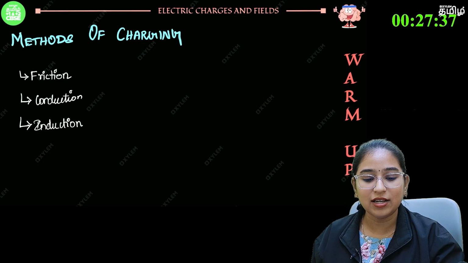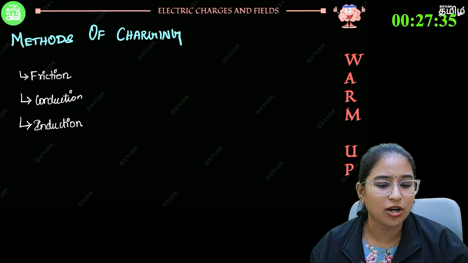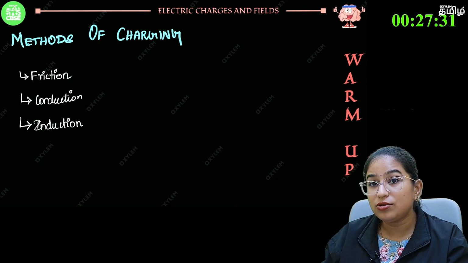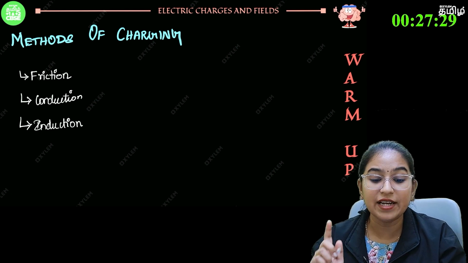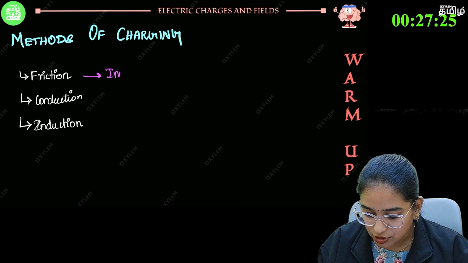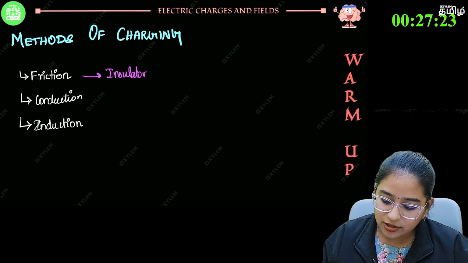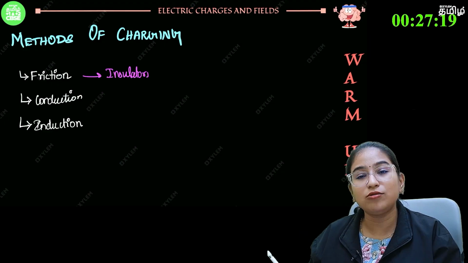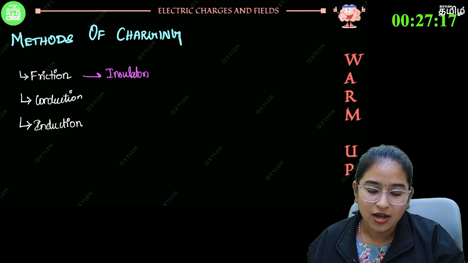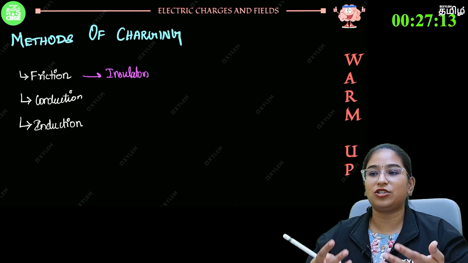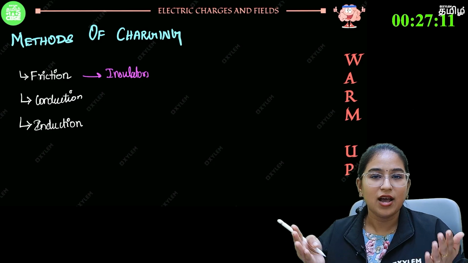First let us talk about friction, the process that is widely used with insulators. Insulators are the materials where you have very few free electrons. So it is not a good conductor, and we need to give friction. Friction is like rubbing two hands together.